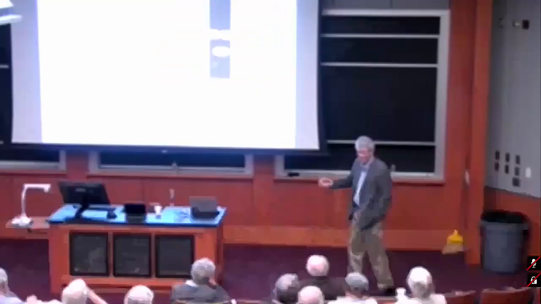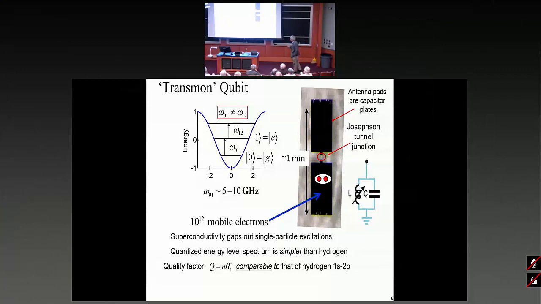And the spontaneous emission lifetime of the excited state, T1: here hydrogen emits three-quarters of a Rydberg ultraviolet photon when the 2p state decays, while here you emit a 5 gigahertz microwave photon. That lifetime multiplied by the frequency of the transition gives you a kind of quality factor, Q, for the oscillator. And it's comparable for this object and for hydrogen.